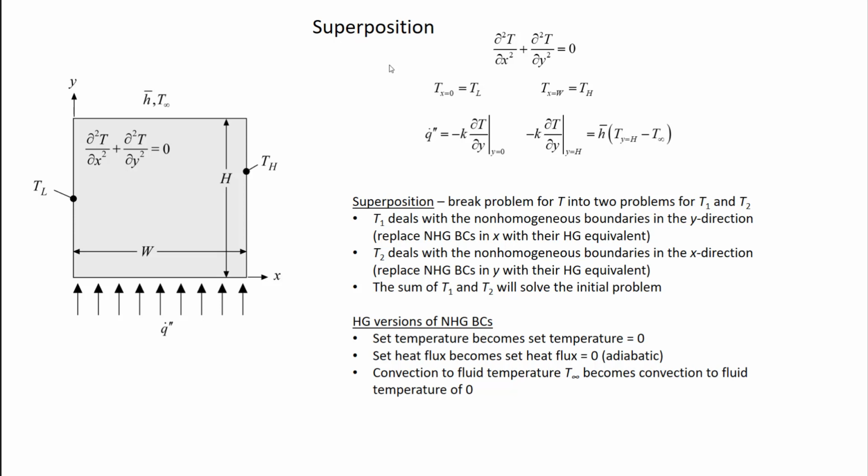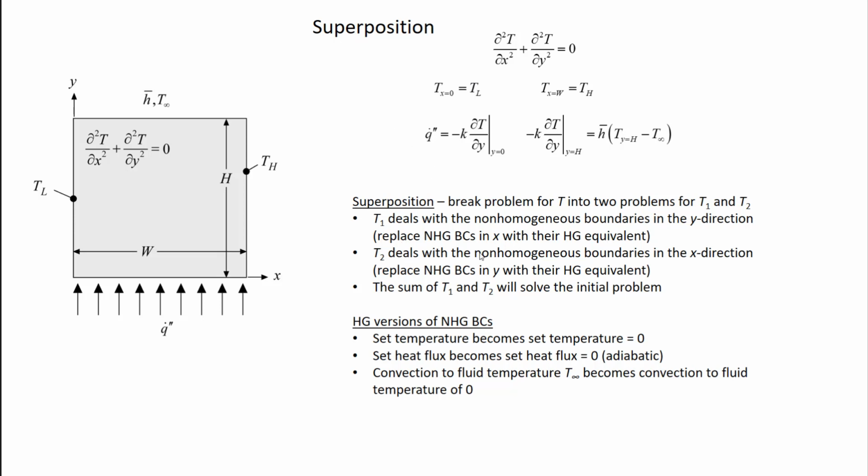What superposition does is it breaks the problem into two parts, right? A T1 problem and a T2 problem. And what you're going to do then is use one of these two problems to deal with the non-homogeneous boundaries in the y direction. So the T1 problem will deal with this boundary condition and this boundary condition, but it'll replace these two boundary conditions with their homogeneous equivalents. So that'll be a problem that is solvable using separation of variables.